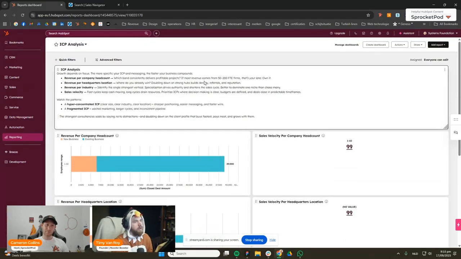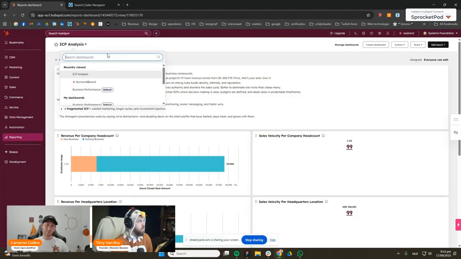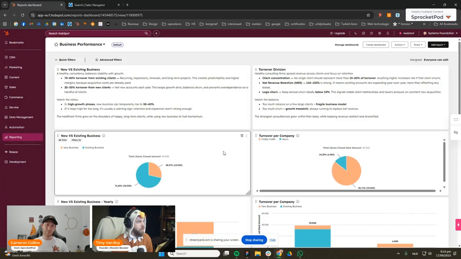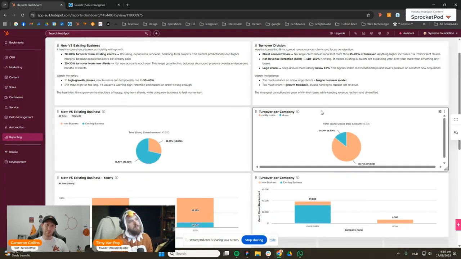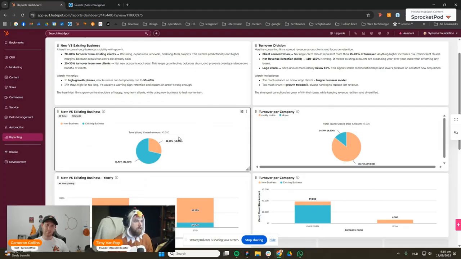Then I've got another dashboard, which is business performance, to see like, hey, do I have a healthy business or not? You want to have new versus existing business. You want to have 70 to 80% existing business, 20 to 30% new business.